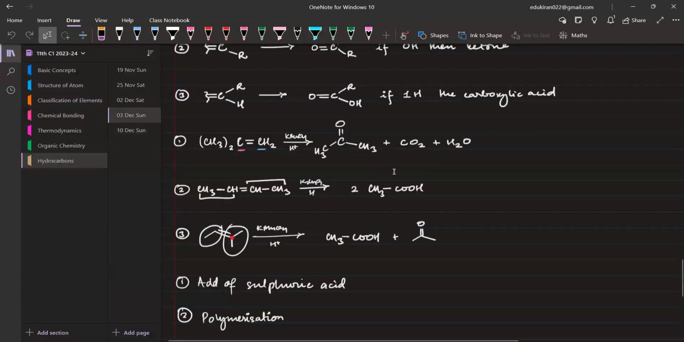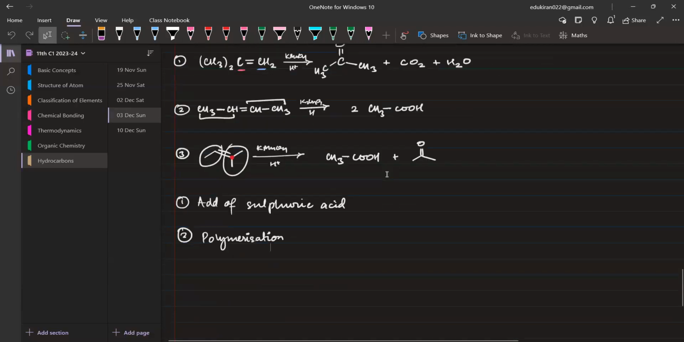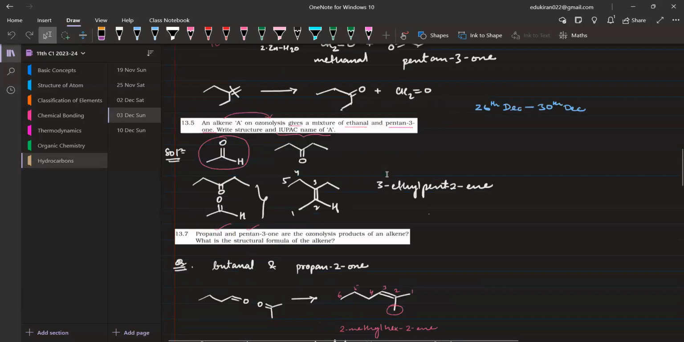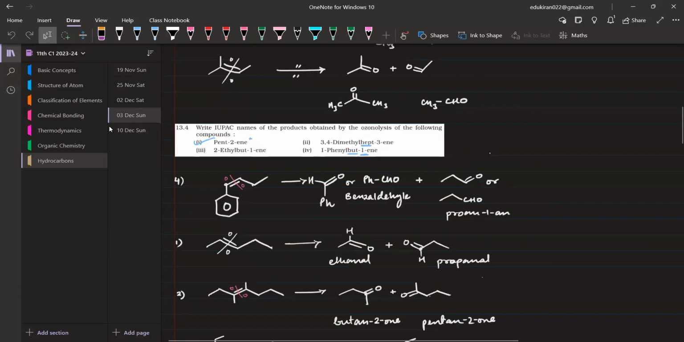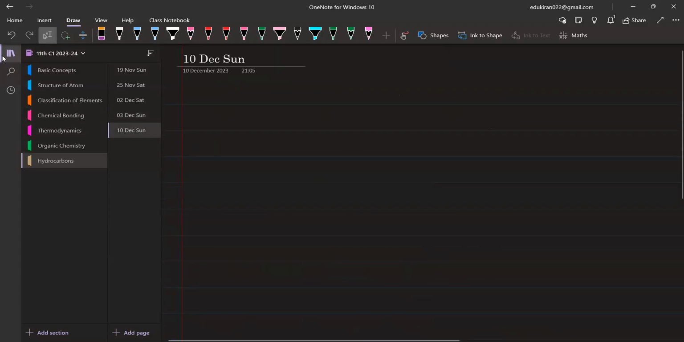Where did we stop in the last class? Emission of sulfuric acid, polymerization. Okay, fine. So we're done with alkenes, I guess, right? We're done with the alkenes.